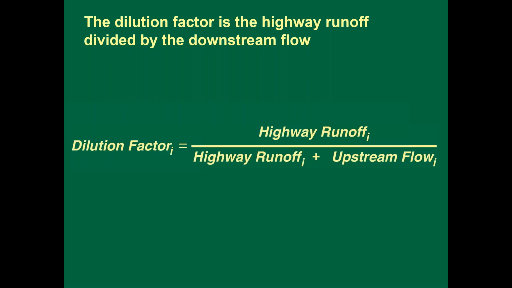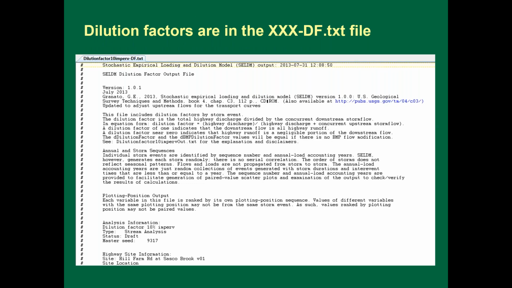As long as you have highway runoff, it's never going to be 0, and as long as you have any upstream storm flow, it's never going to be 1, but it's going to be bounded by a very small number and 1.